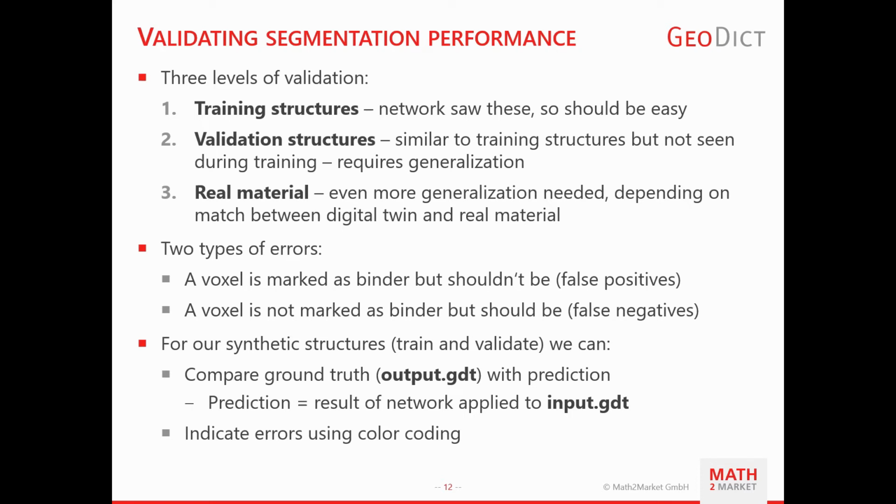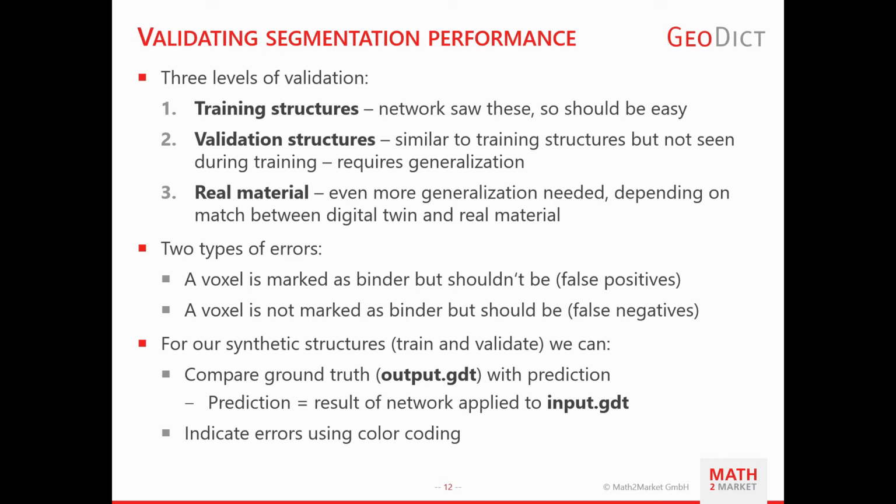In the second step, you can do the validation on the actual validation structures, which as I also said earlier, are generated stochastically from the same source as the training structures, but the network has never seen those during training. So there are different stochastic instances of these structures. So they are similar, but still it requires generalization.